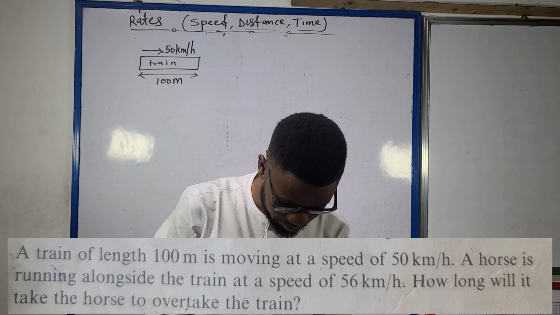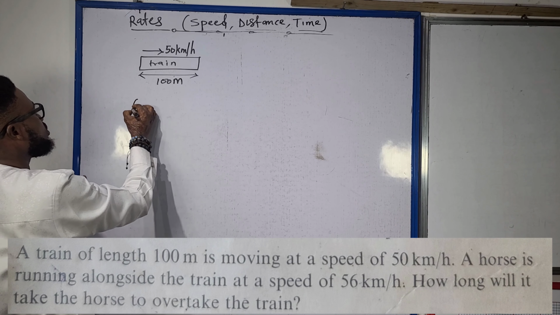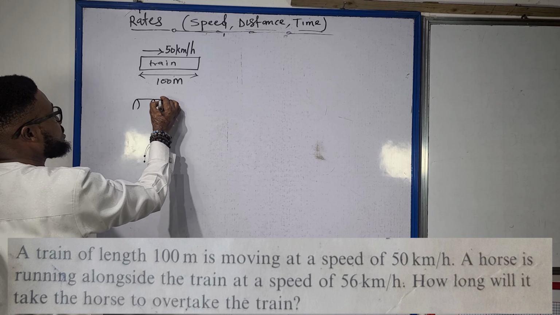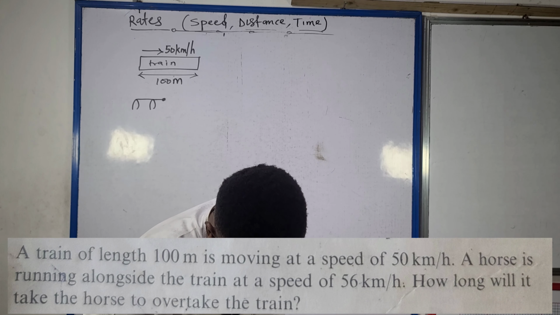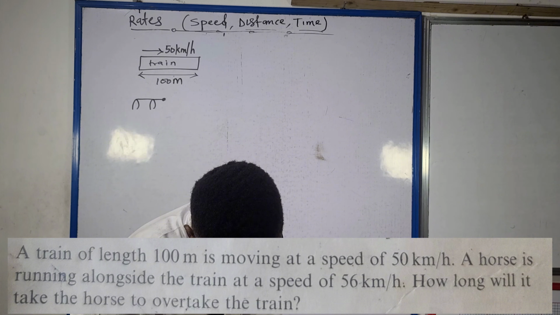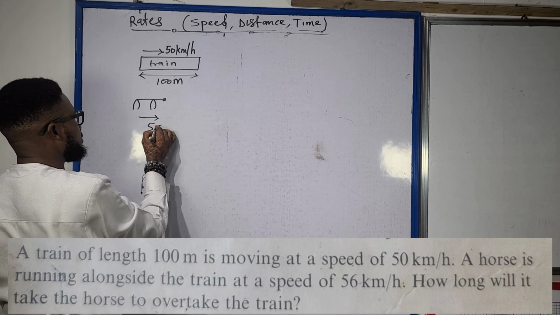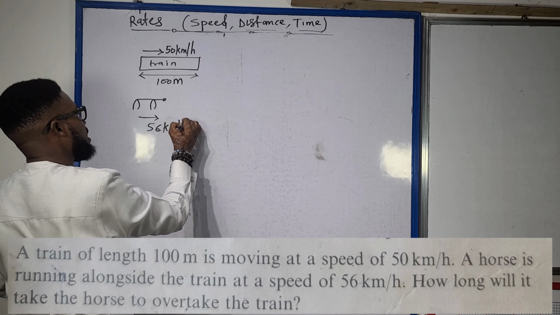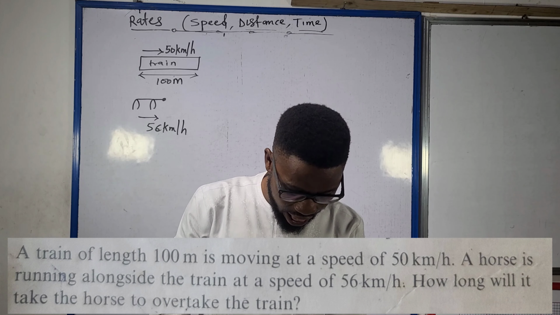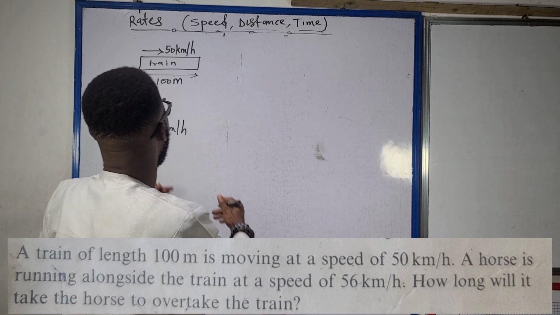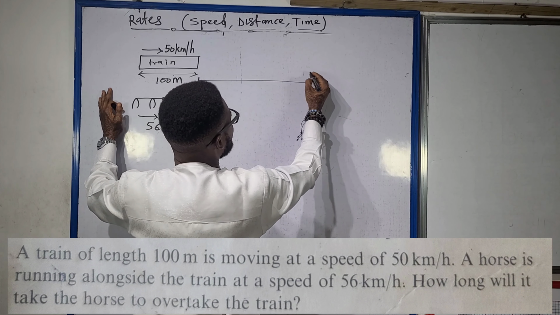A horse is running alongside the train. So let this be our horse here. We have a horse moving alongside the train at a speed of 56 kilometers per hour. How long will it take the horse to overtake the train? So after a given time, distances must have been moved.